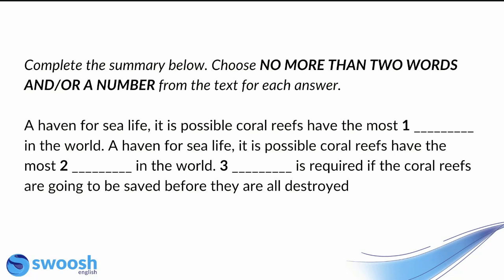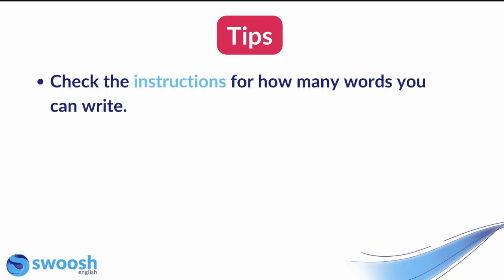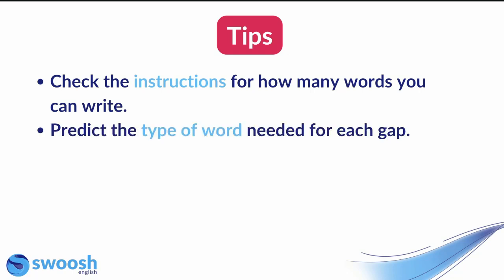Now, some tips to keep in mind for both sentence and summary completion. Perhaps the most important thing of all is to check the instructions for how many words you can write. If you write more words than the instructions indicate, you will not get the point. So please do make sure that the very first thing you do in any IELTS reading task, for that matter, is to check the instructions.